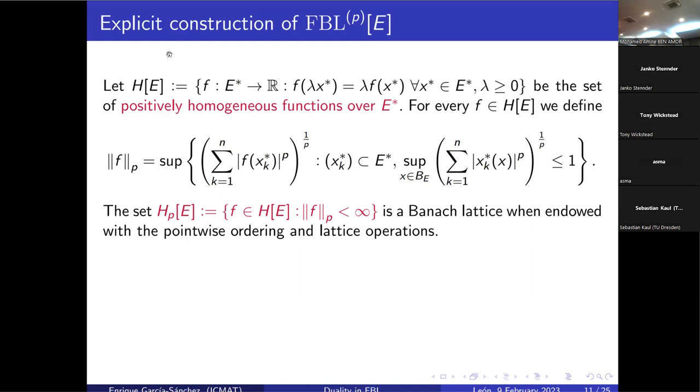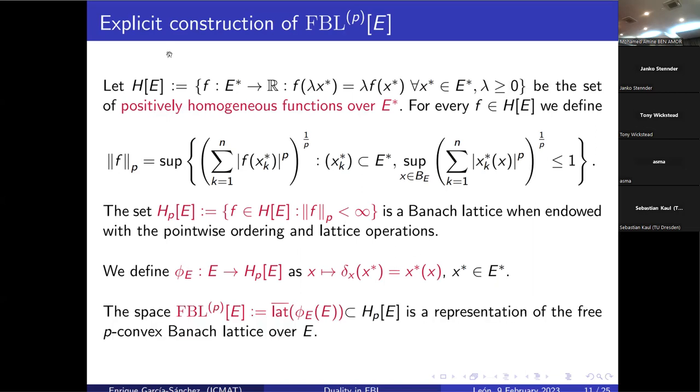This turns out to be a Banach lattice. We can define this linear isometry, which sends every x to the evaluation map on the dual. If we take the smallest sublattice generated by the image of this operator, and we take the norm closure under this norm, we obtain a representation; it can be shown that this Banach lattice is a representation of the free p-convex Banach lattice over E.